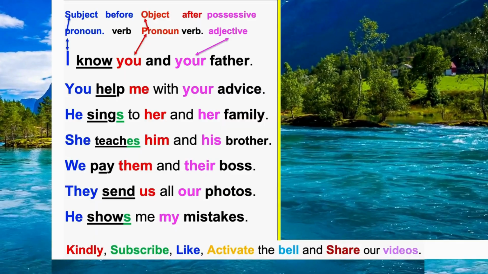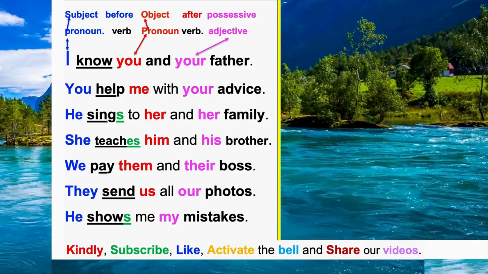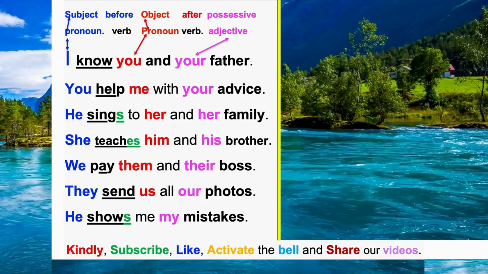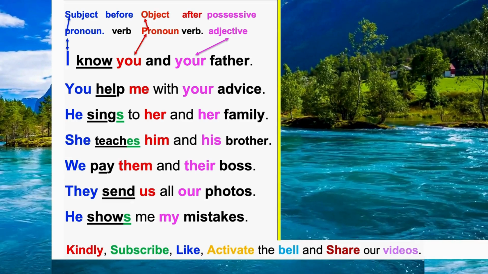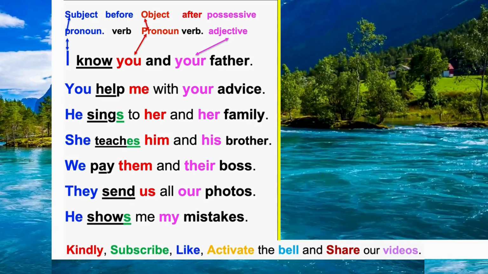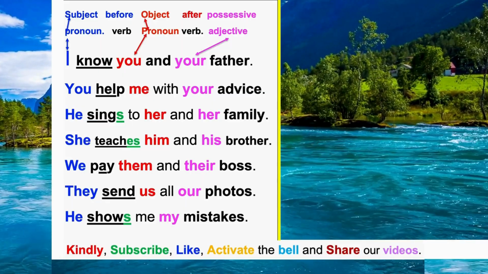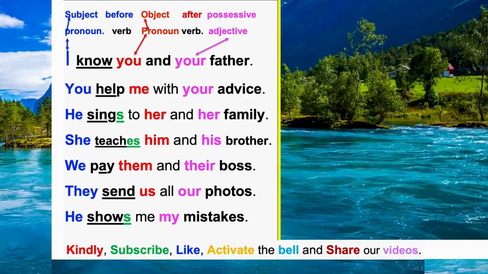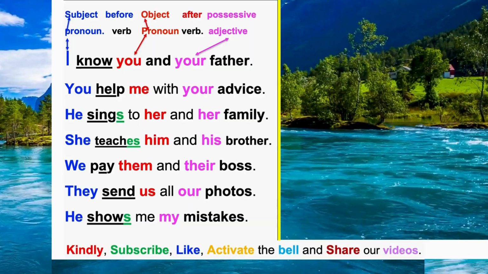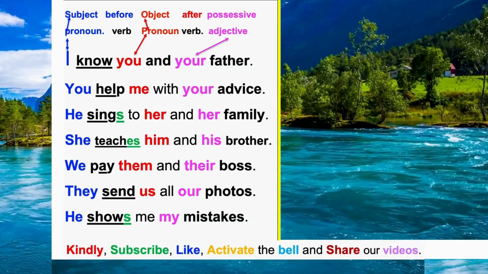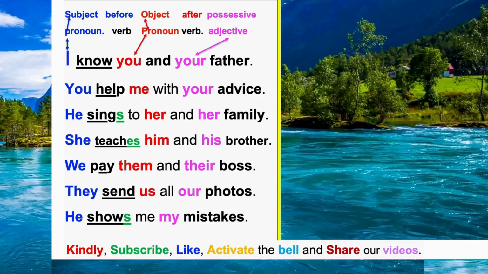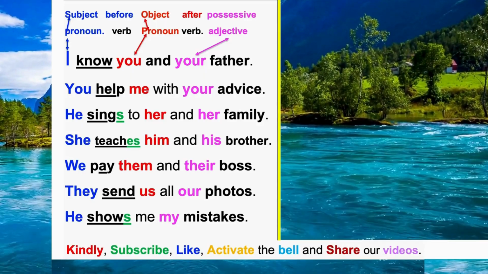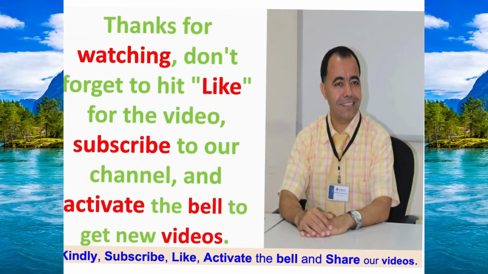Let's repeat after me all these examples. I know you and your father. You help me with your advice. He sings to her and her family. She teaches him and his brother. We pay them and their boss. They send us all our photos. He shows me my mistakes.